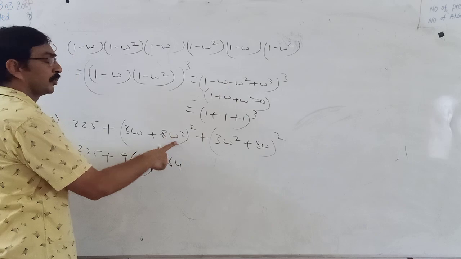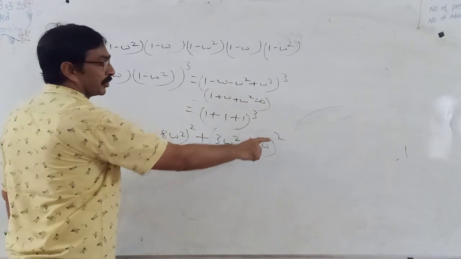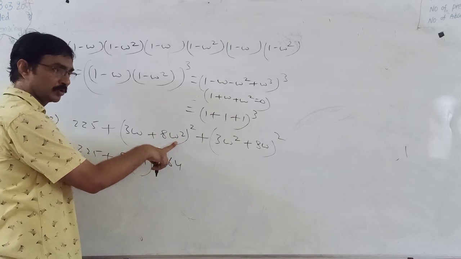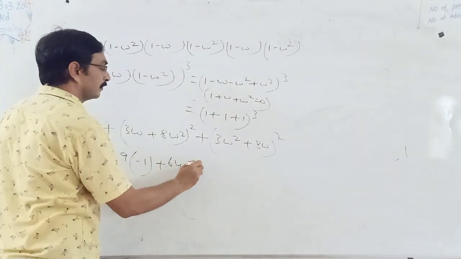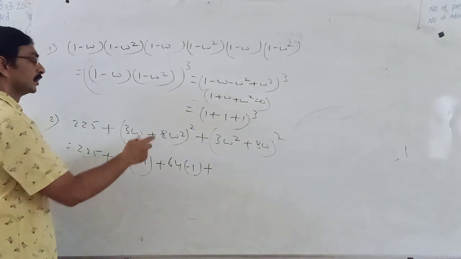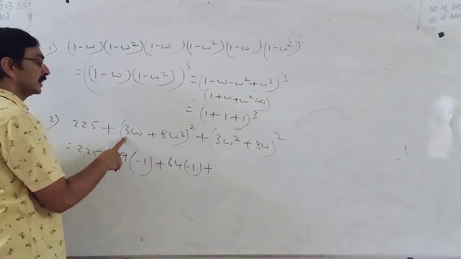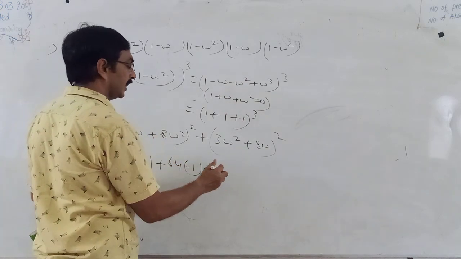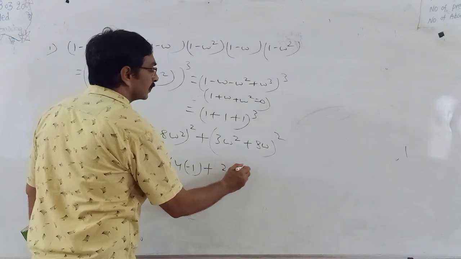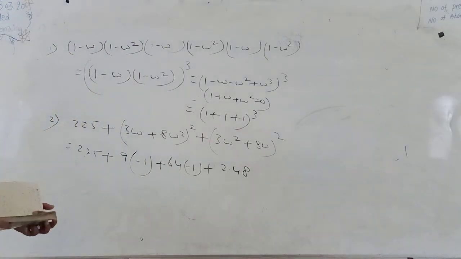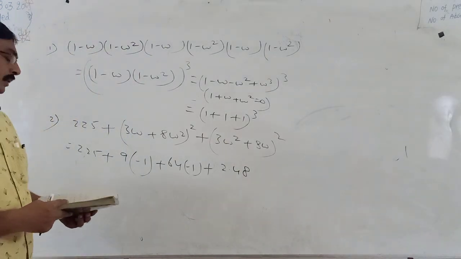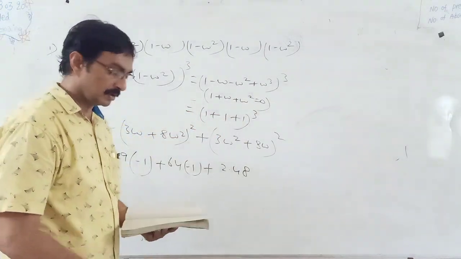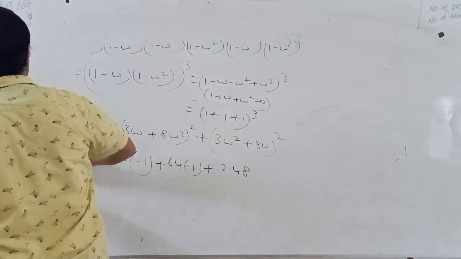Same, 64 omega power 4, 64 omega square. 64 into omega power 4 means omega plus omega square value minus 1. Plus 2 term. 2 into 3, 6 into 8, 48 omega cube, 48. Same 48 omega cube. Therefore 2 into 48. Now by simplifying we get the required value. So just by using two results, 1 plus omega plus omega square is 0 and the value of omega cube is 1.